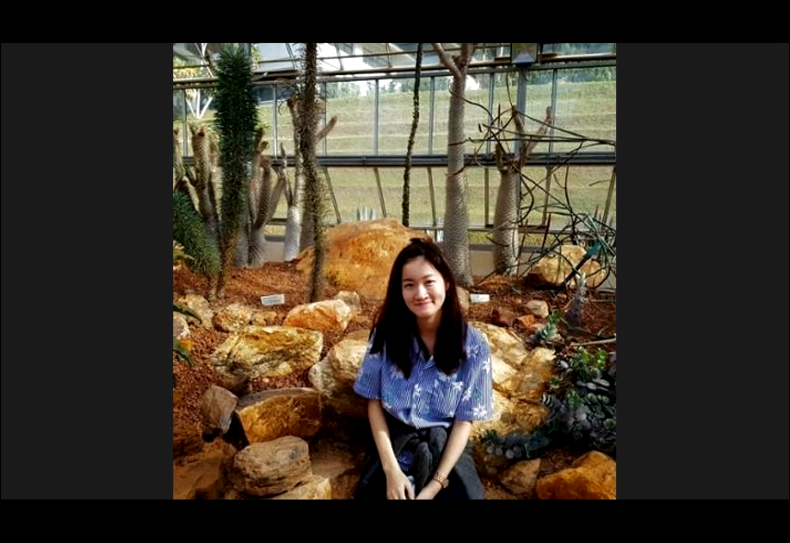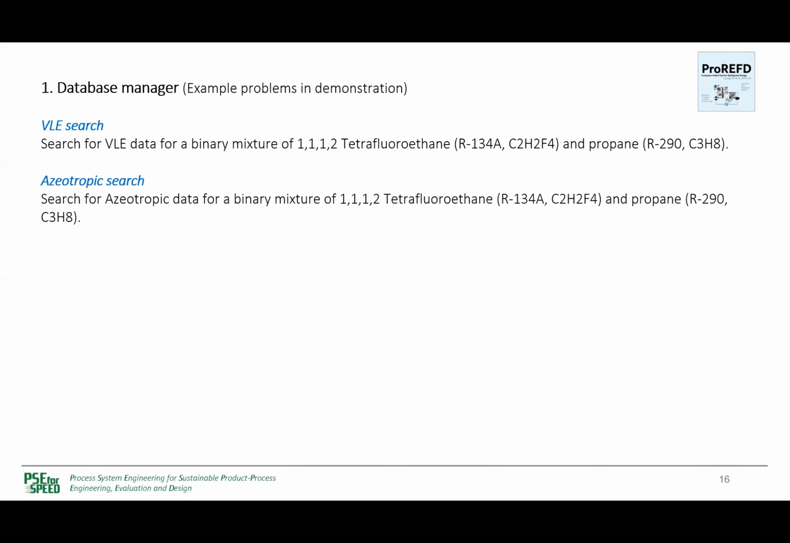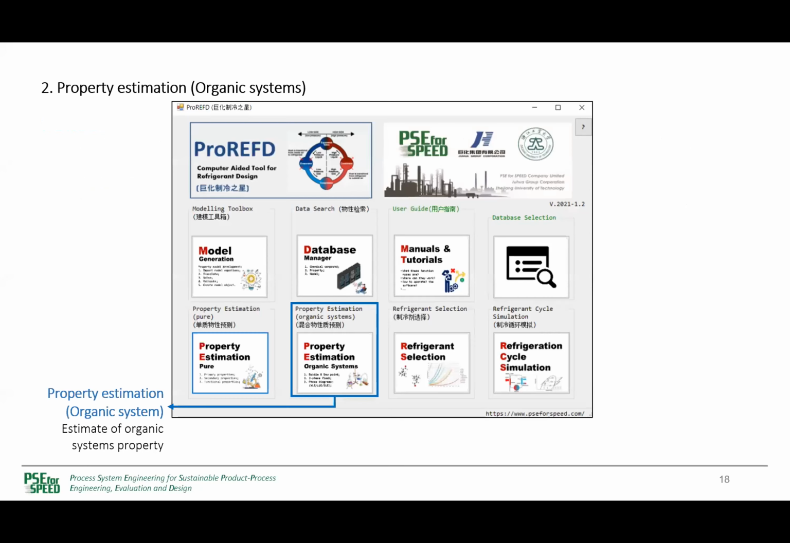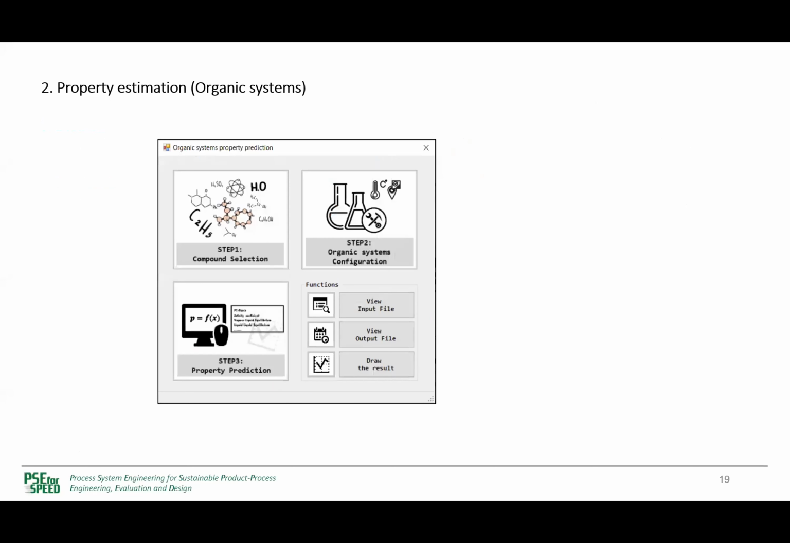Okay, and I will continue my part again. Next is property estimation for organic systems. Property estimation for organic system is a toolbox that provides the property results from organic mixture and also estimates the property of mixture. This is the main interface of property estimation for organic system.